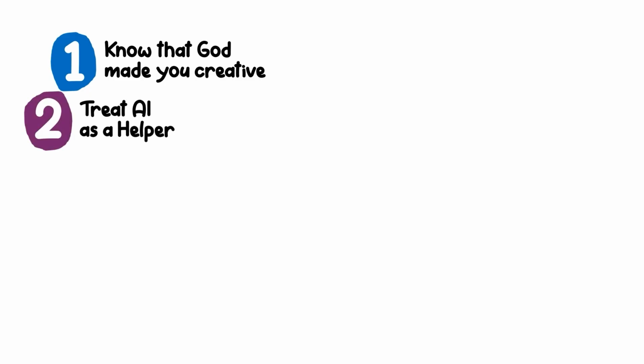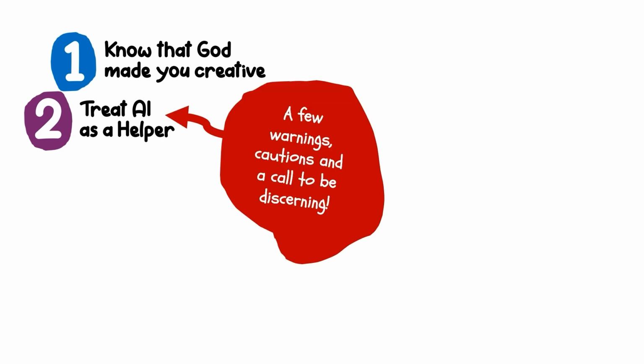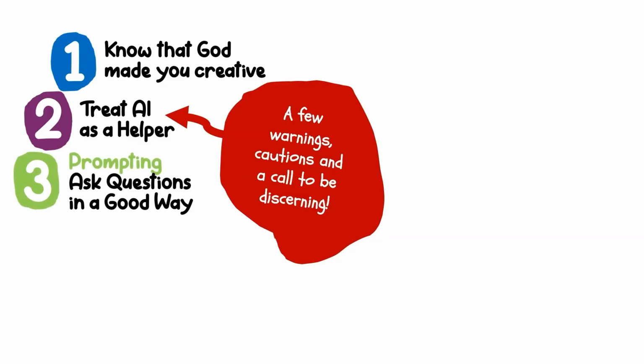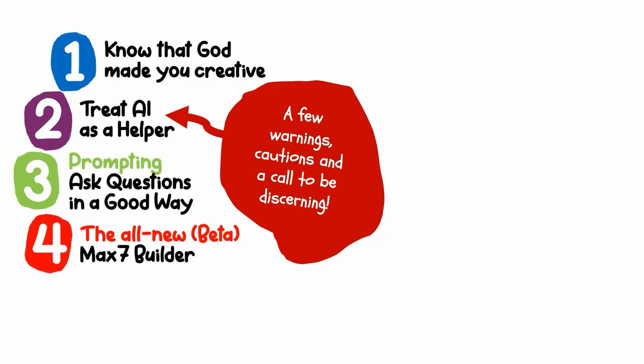We're going to look at the creativity that God has given you. We're going to treat AI as a helper. And also at that point, we'll look at some of the dangers, cautions, and things that you need to think about when you're using AI. We're going to learn how to ask good questions. That's prompting. And then also, I'm going to show you the all-new Max 7 program builder that can do amazing things with AI.